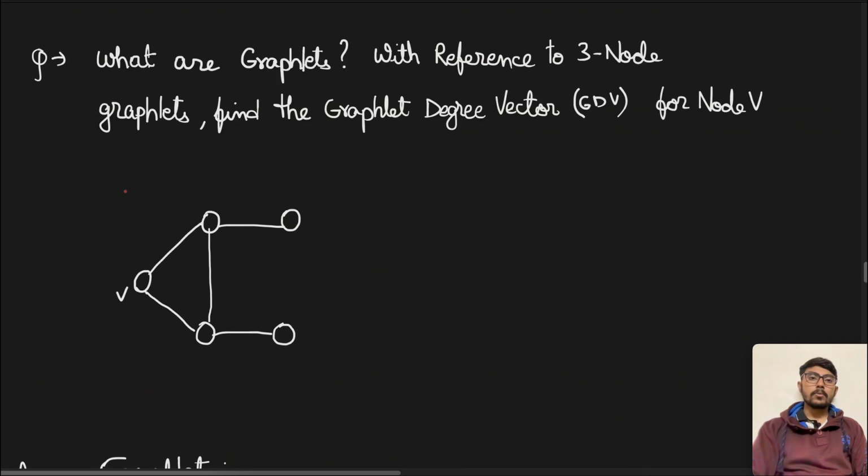Today we are going to talk about a new topic, which is graphlets. So let's read the question first. What are graphlets? With reference to 3 node graphlets, find the graph degree vector GDV for node V. So here is the figure and we need to find the GDV of node V as well.